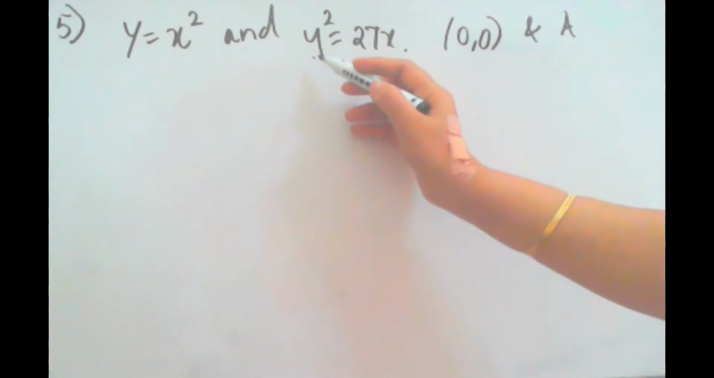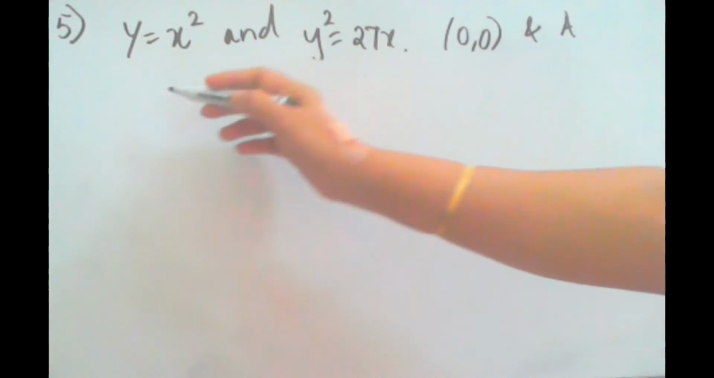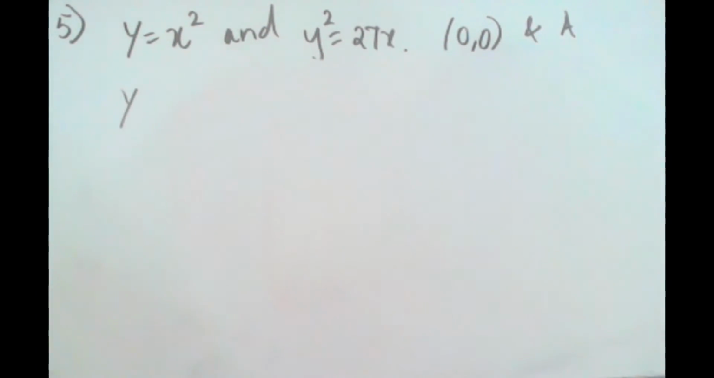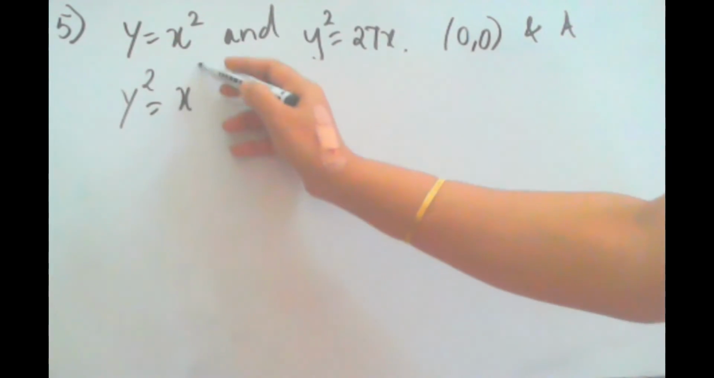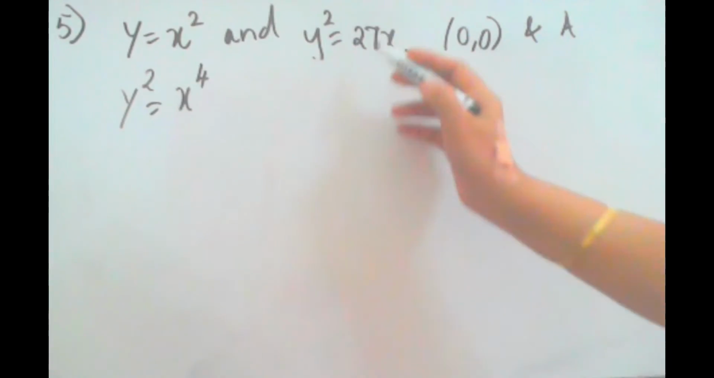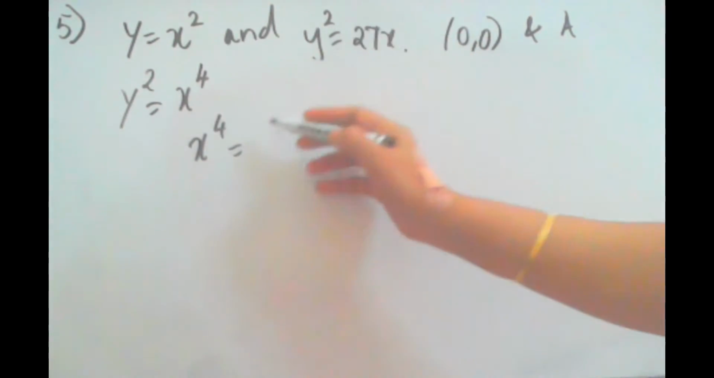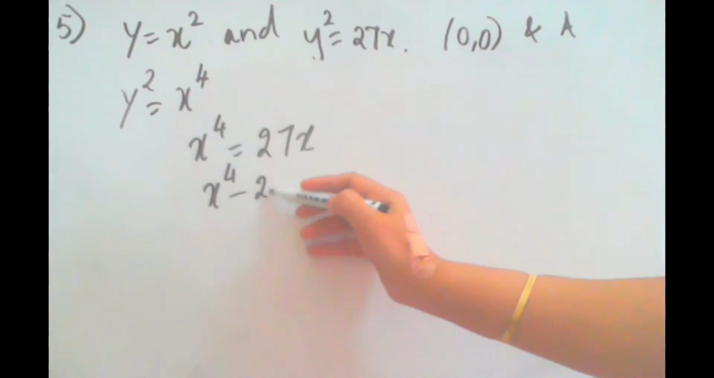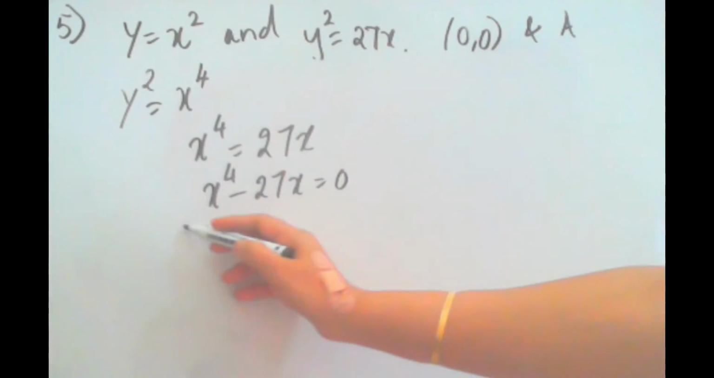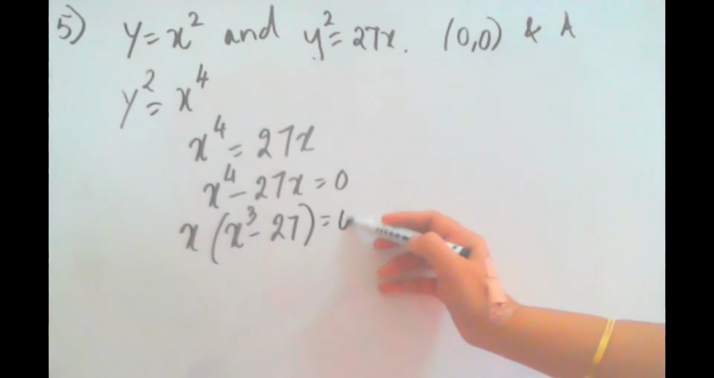So y is equal to x square, y square is equal to 27x. So let us get y square from here. So squaring this equation, I get y square is equal to x power 4. Now we equate y square, x power 4, equal to y square, 27x. So x power 4 minus 27x is 0. So taking x as the common factor, x into (x cube minus 27) is 0.